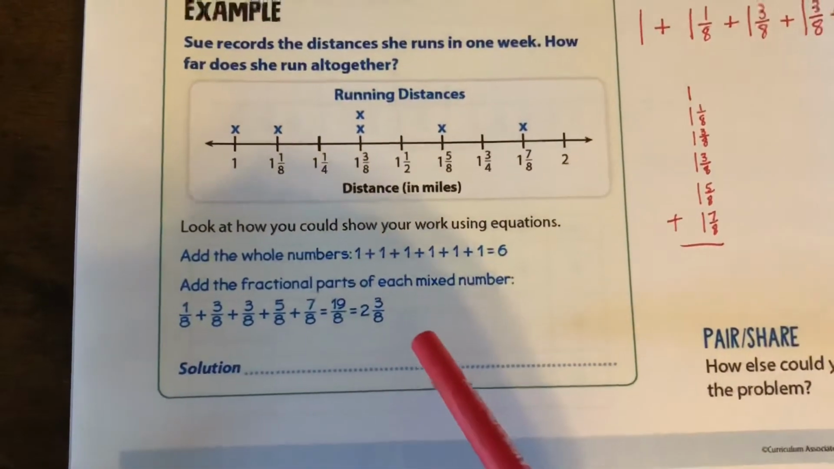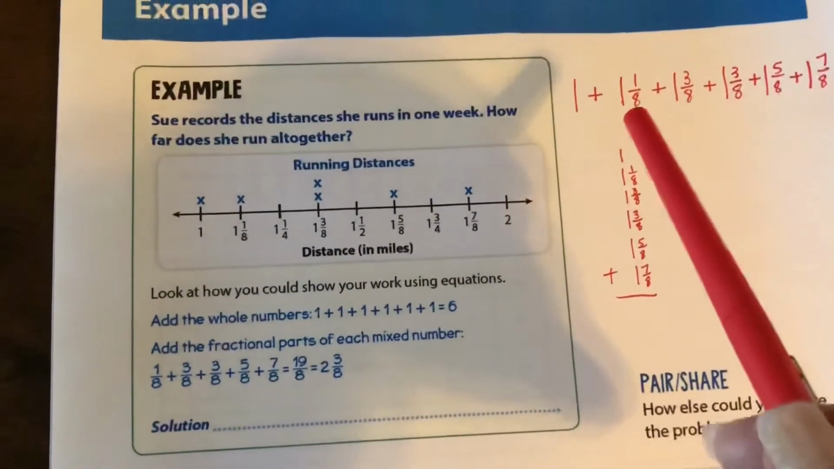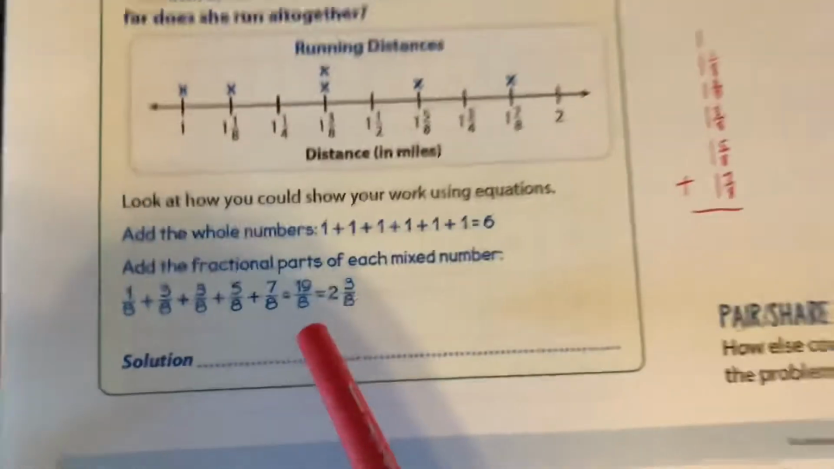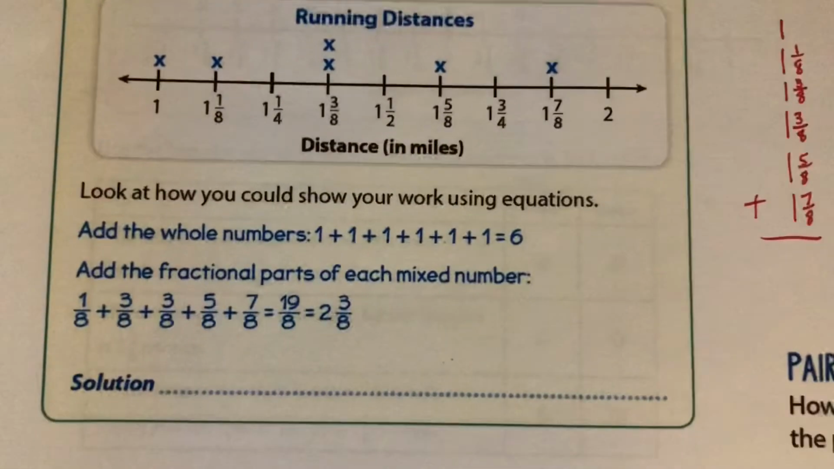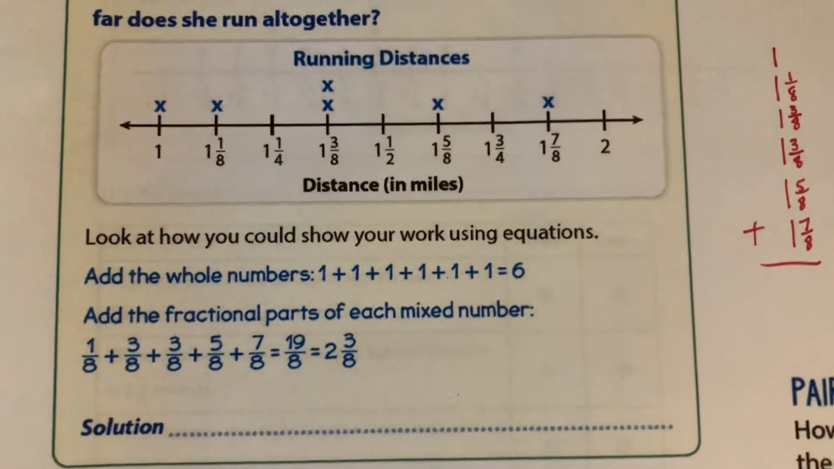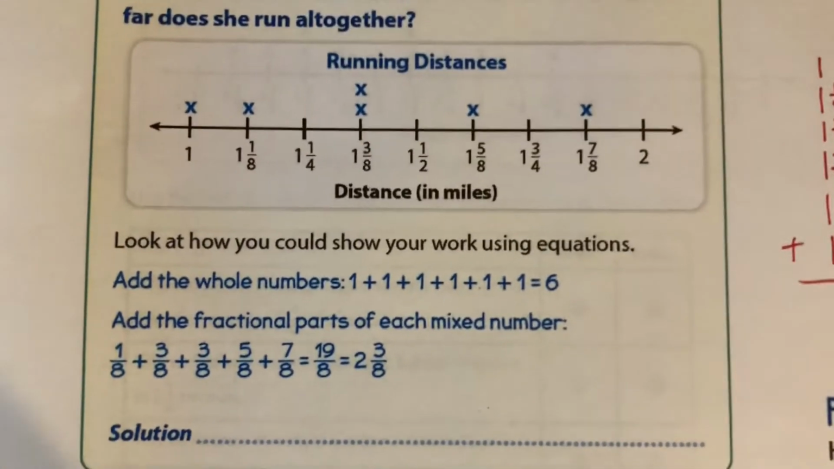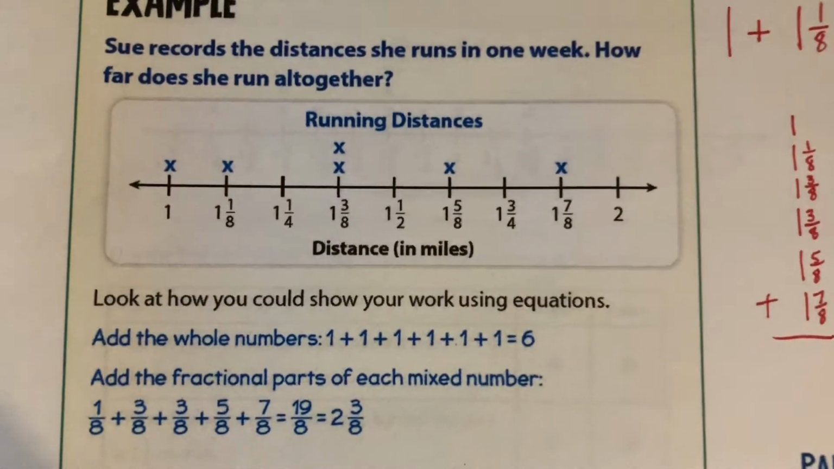And then add all your fractions together, okay? That's 1/8, 3/8, 3/8, 5/8, 7/8. Okay, when we add those up, they get 19/8. Then they change their improper fraction, 19/8, to 2 3/8. Remember from last lesson, we do this by dividing 8 into 19.